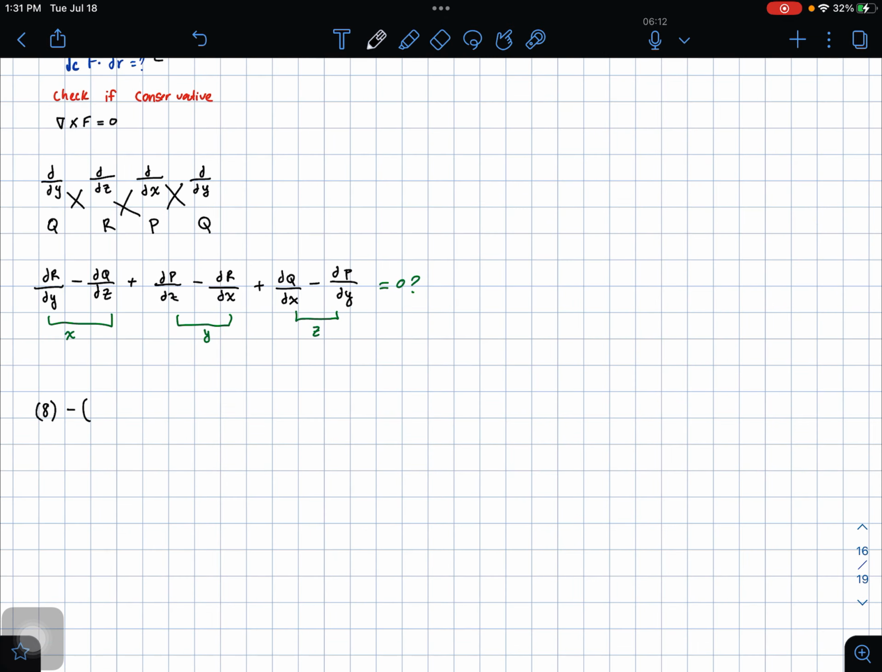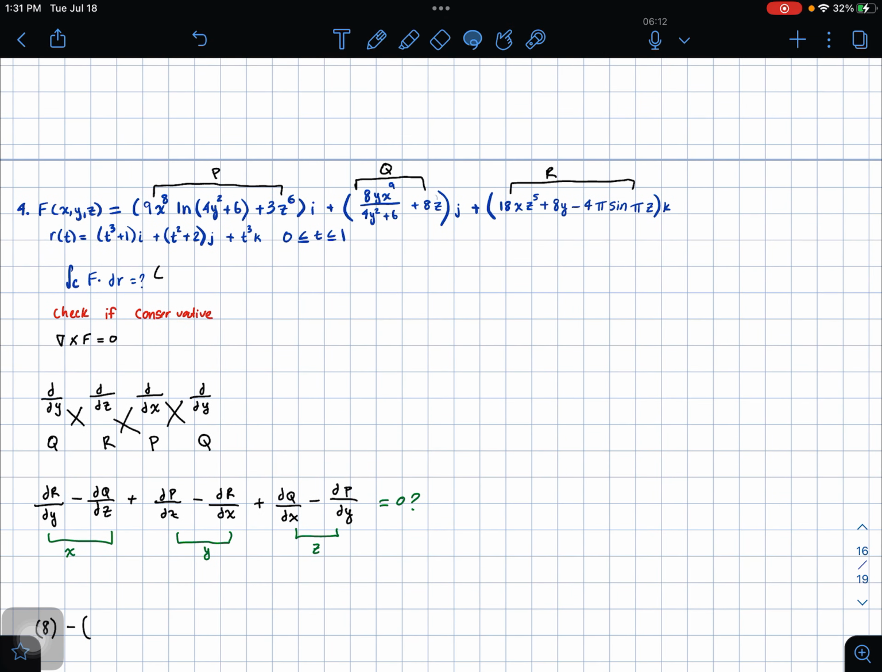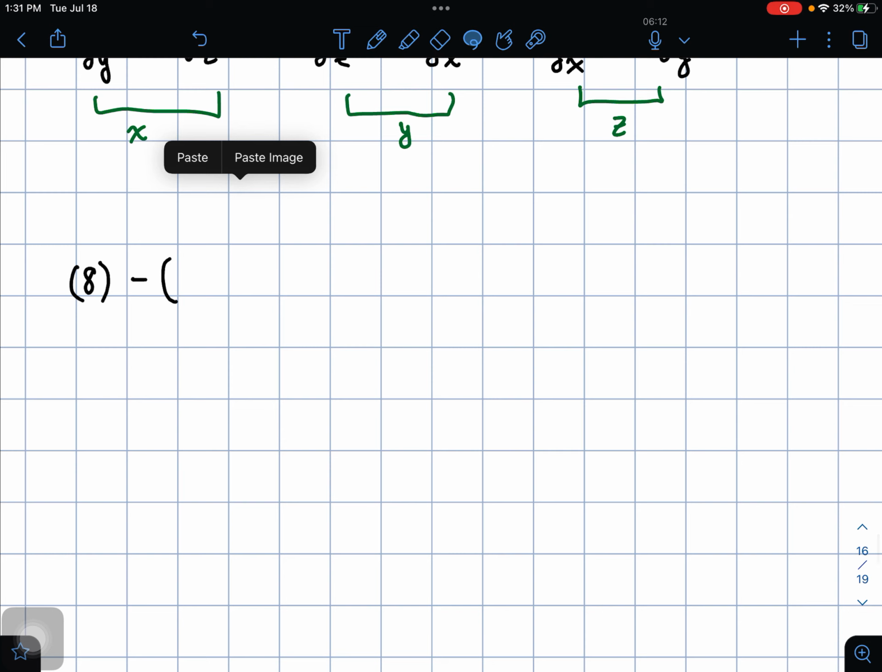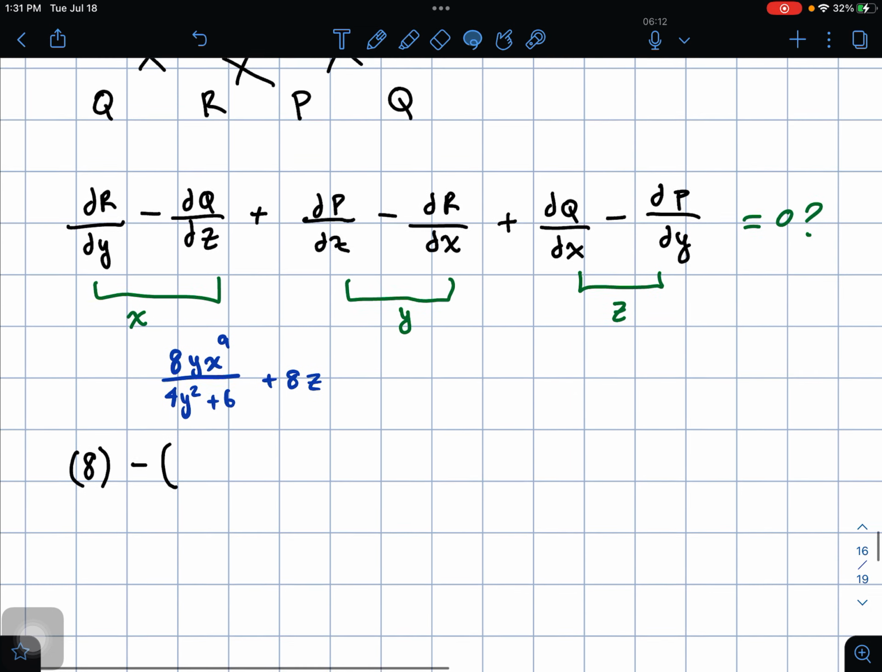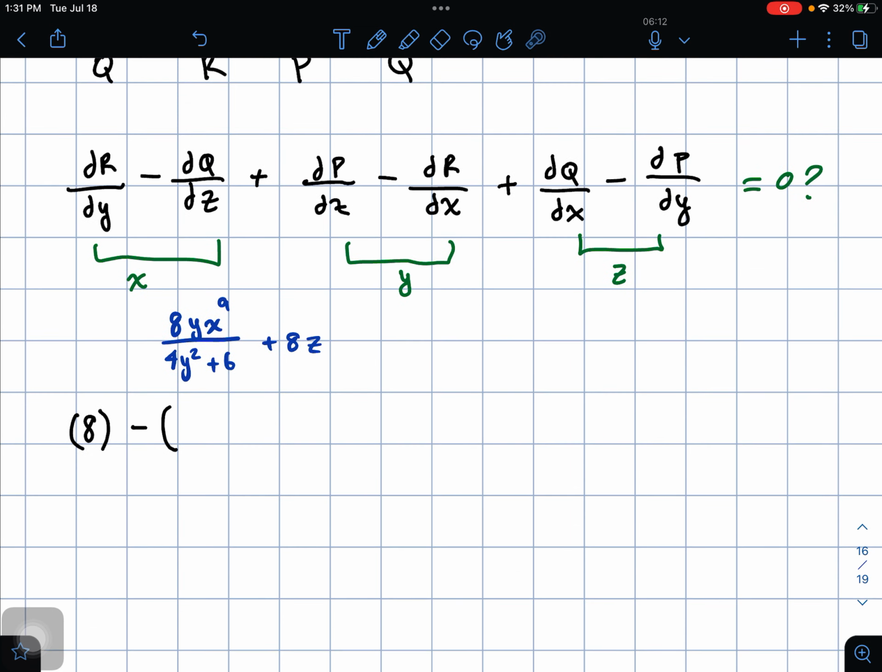Now we need del Q del z. So it's this thing right here, and we need it with respect to z. This thing right here goes to 0, and this one just turns to 8. We can already see that this is the x component, and we say that x is equal to 0.